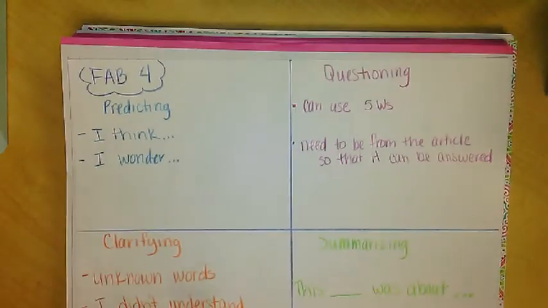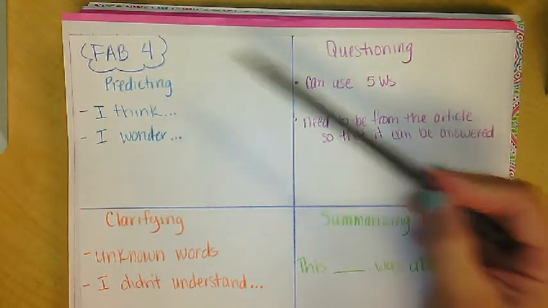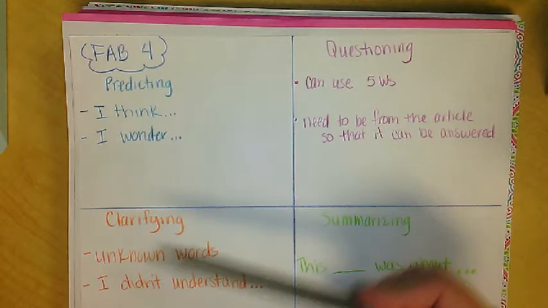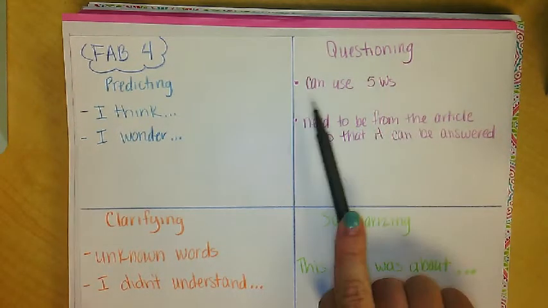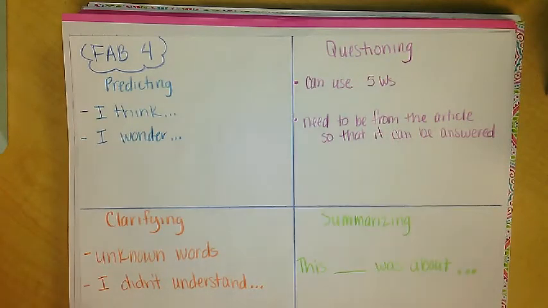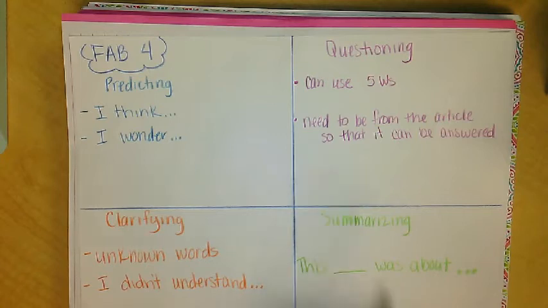Now, then the 2 things that you want to do while you're reading. So this is before you read. This questioning and clarifying you're going to want to do while you read. And of course the questioning, you can use the 5 W's, the who, what, when, where, why. Of course you can also ask how. The trick here though is that you want to make sure that the questions that you ask are from or related to the article so that you can try to answer those. Otherwise, you're going to have to do a little bit of extra research on your own to try to find the answer to those questions.